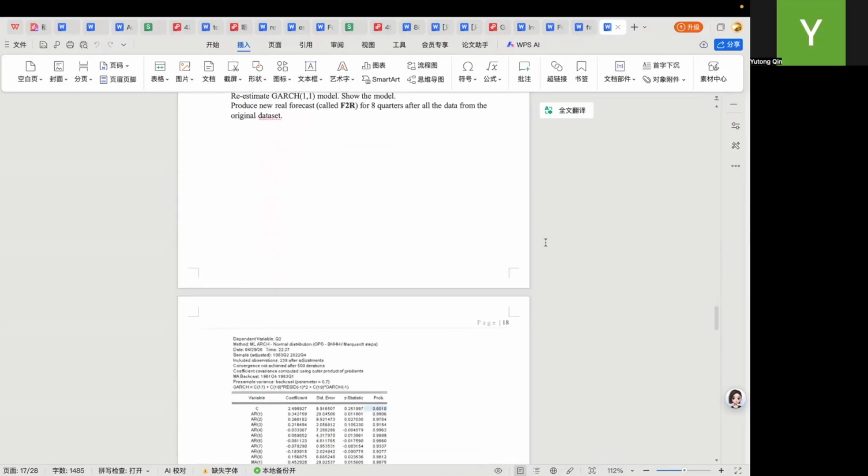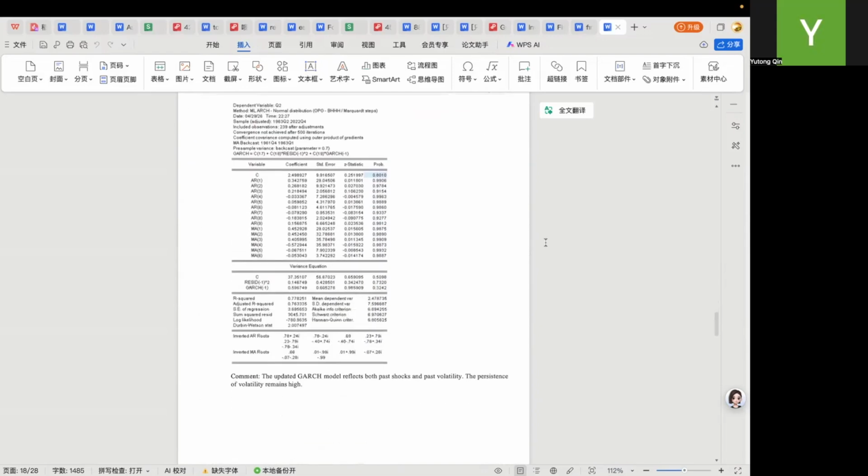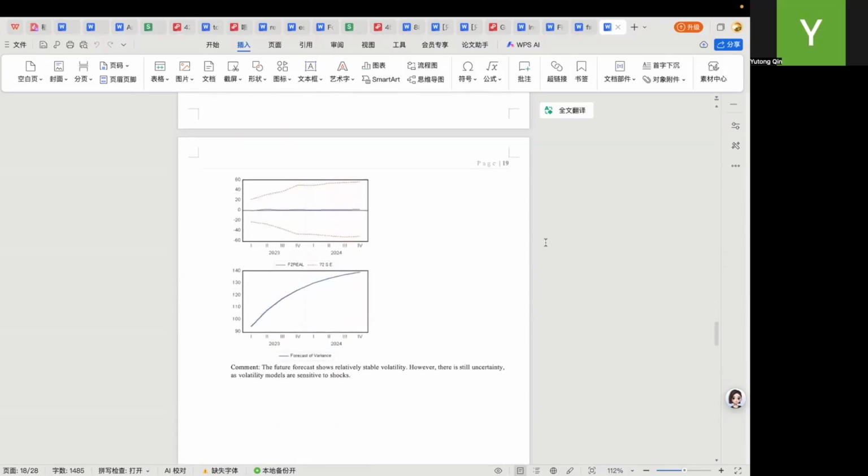Finally, we re-estimate the model using all the data and make a forecast for the next 8 quarters. The future forecast looks relatively stable, but it shows some level of uncertainty. So it's not predicting large fluctuations, but it also doesn't assume everything is completely stable.